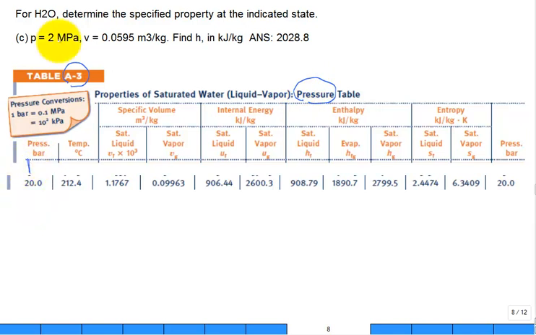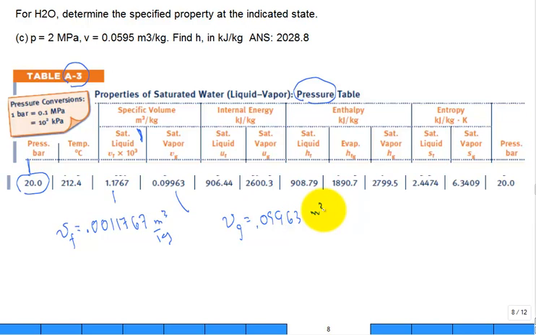We look down at 20 megapascal, which is 20 bar, and we're looking for V sub F. Here's our V sub F, 0.00116767 meter cubed per kilogram. That's our V sub F, saturated liquid, specific volume. And then V sub G is 0.09963 meter cubed per kilogram. And then we say, is our given value of 0.0595 in between? And it is. Hence, we conclude that it's two-phase.